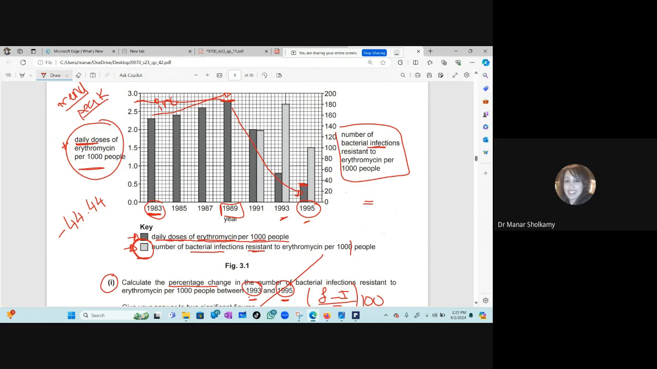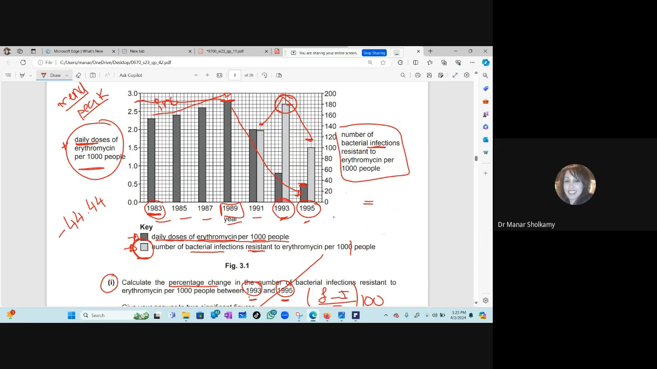Very good. Now let's talk about the other bar, the number of bacterial infections. Do we have any values in the first few years? No, it starts appearing at 1991. Correct. So you will say that, and then the bars increase, and then they decrease, and there's a peak value at 1993.